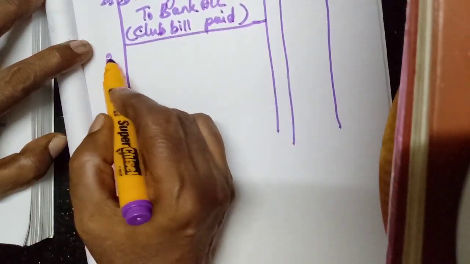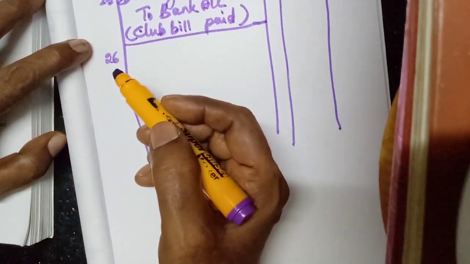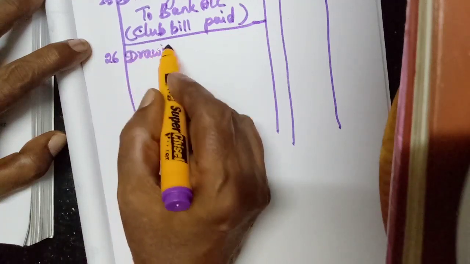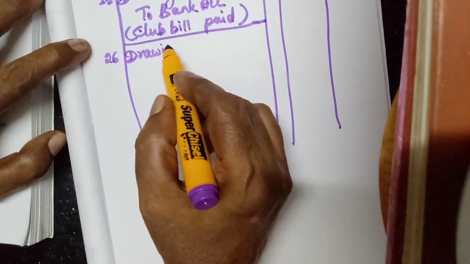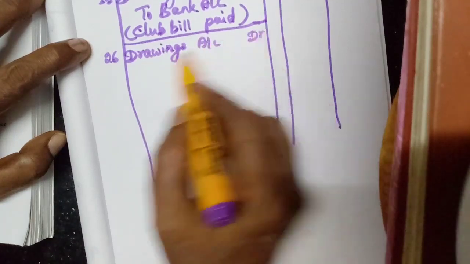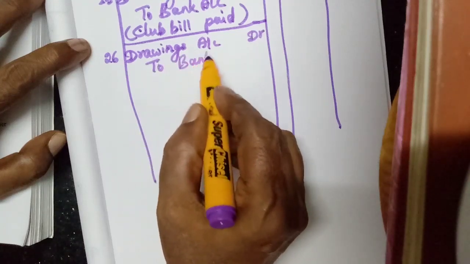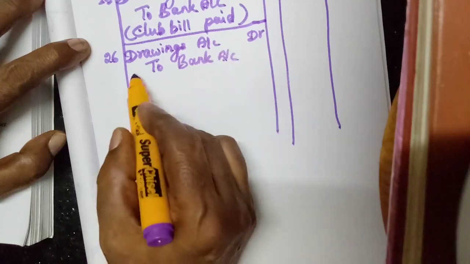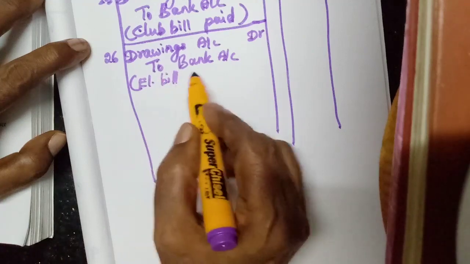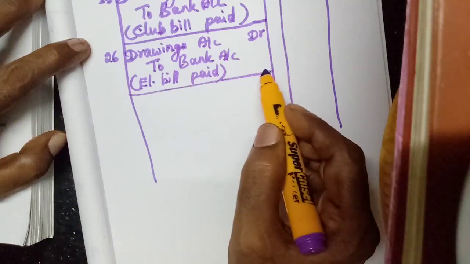Then 26. Paid electricity bill of the proprietor's house through debit card. Again here drawings only, not the office one. Electricity bill of the proprietor's house. This one is personal use. Drawings account debtor to bank account. So bank only paid. Electricity bill paid. 2,000.